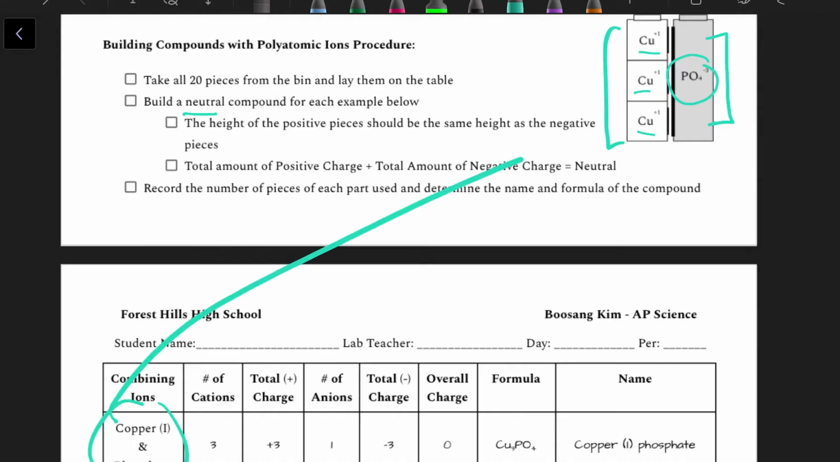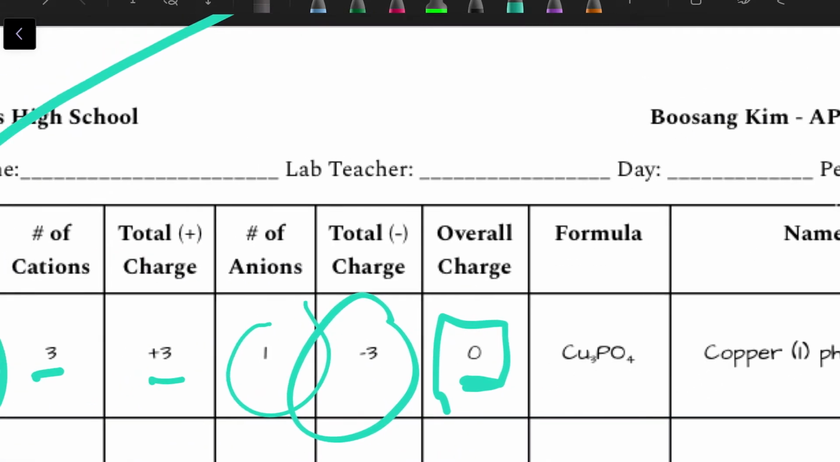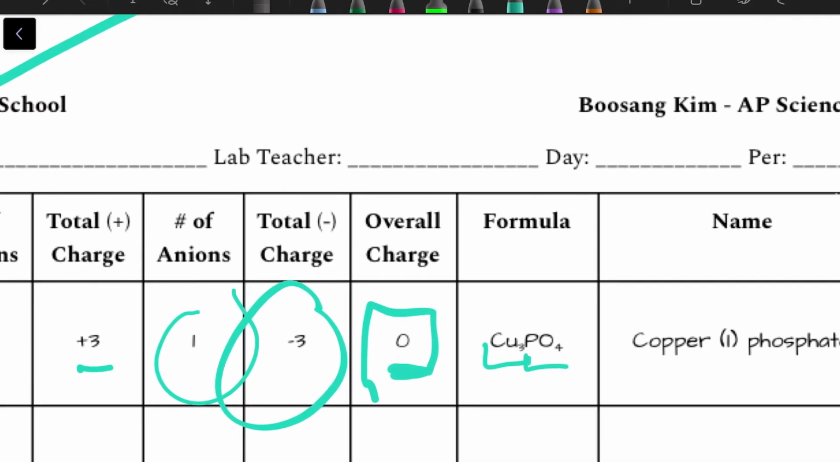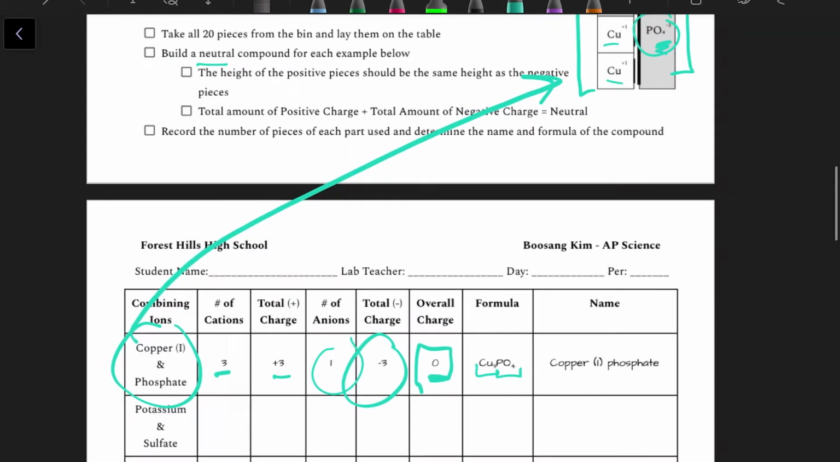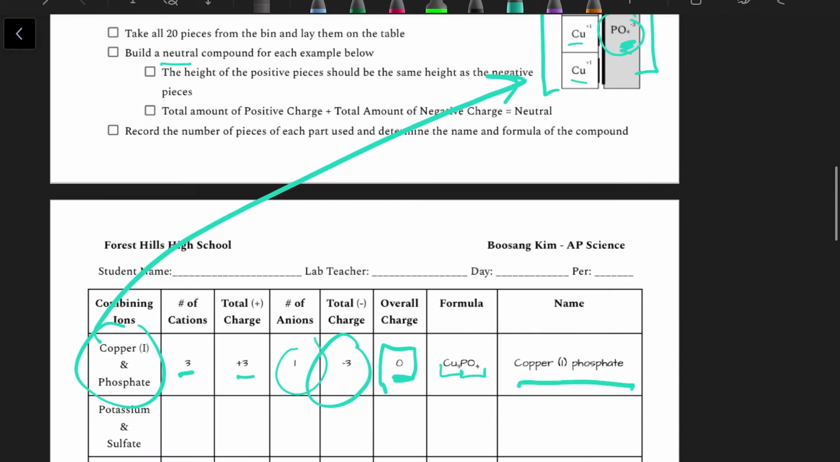So for this example, which is right here, you have 3 cations, so 3 positive things, with a total +3 charge. We have one of those anions, the negative thing, that has a -3 charge. Our overall charge is 0. And so our formula is this. We have 3 Cus, so there is that part. We have 1 PO4, so that is that part. And then we'll name it. And on your pieces, or on here, it's literally just the first thing and the name of the polyatomic ion.